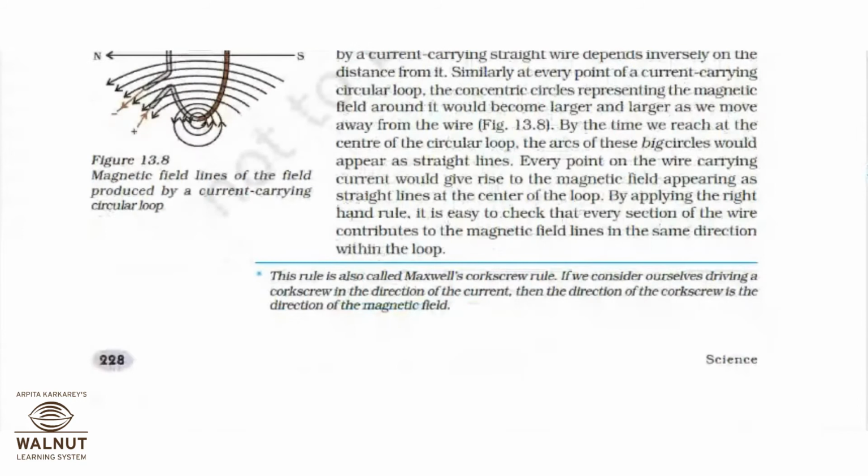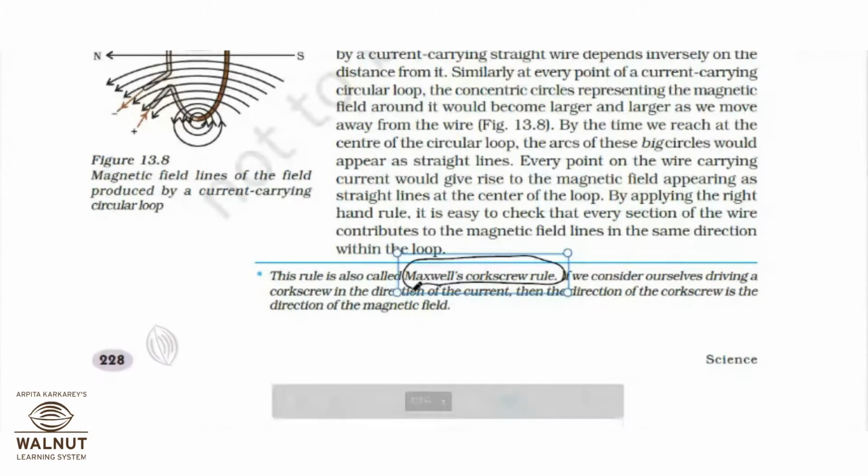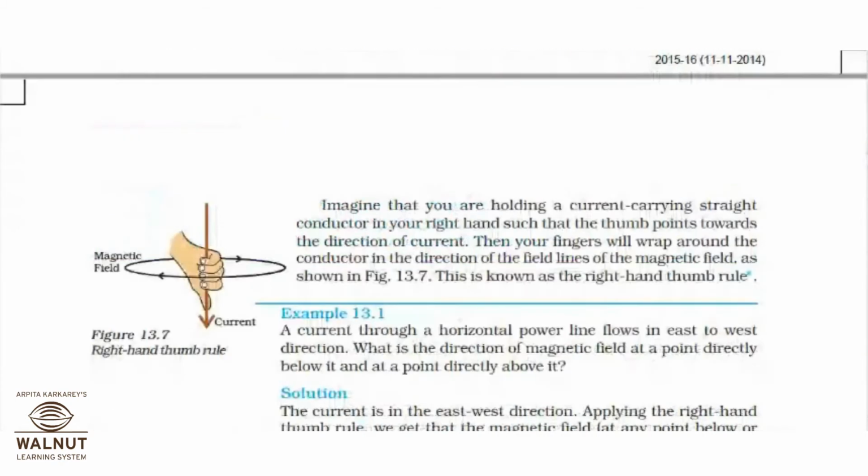Corkscrew rule, this Maxwell corkscrew rule. From any name it could be asked, right hand thumb rule or Maxwell corkscrew rule. Now what does this rule say? This rule says that imagine that you are holding a current carrying straight conductor in your right hand such that the thumb points towards the direction of the current.